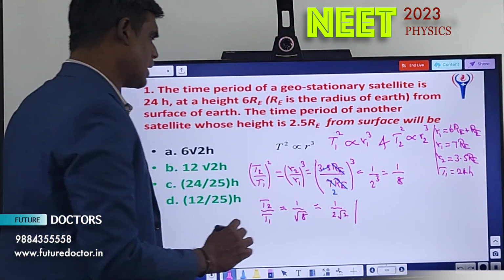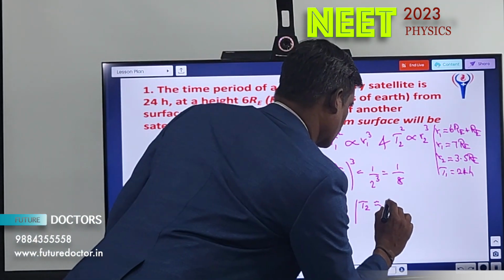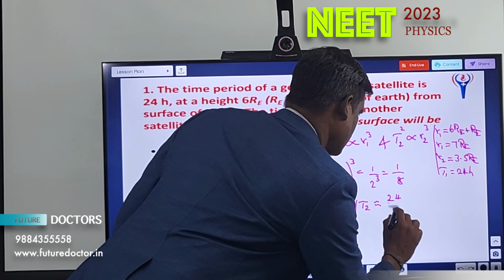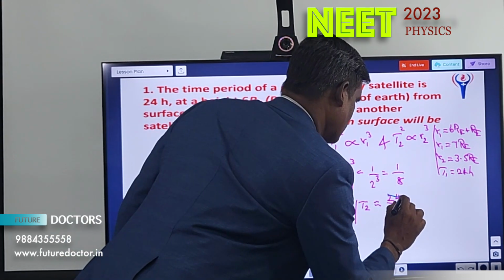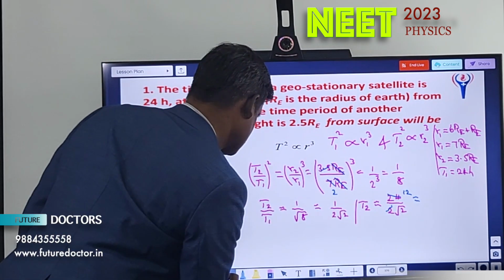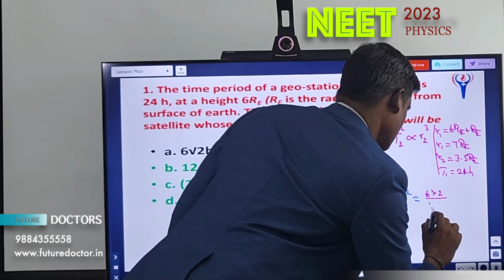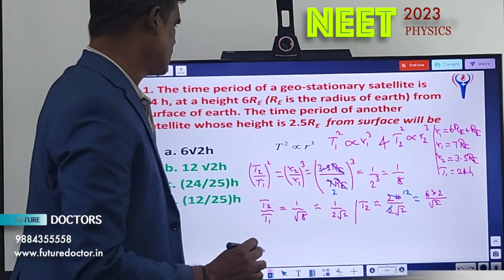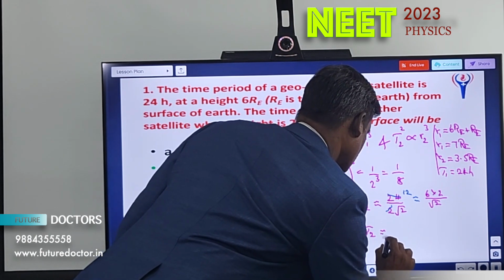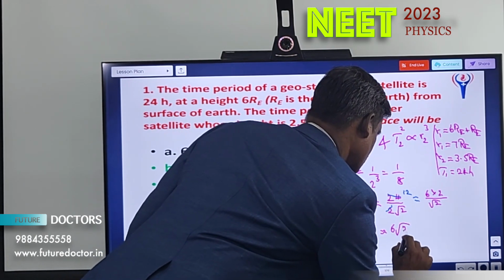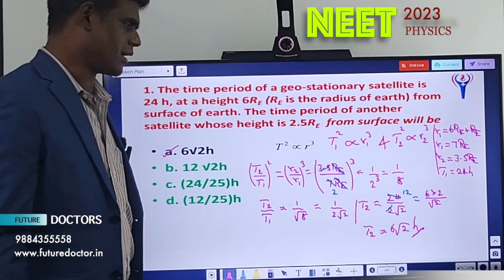T2 equals T1 by 2 root 2, and T1 is 24, so 24 by 2 root 2. Then 12, and 12 you can write as 6 into 2, divided by root 2. 2 by root 2 gives root 2. Therefore T2 equals 6 root 2 hours. That is option A. Option A is the correct answer.